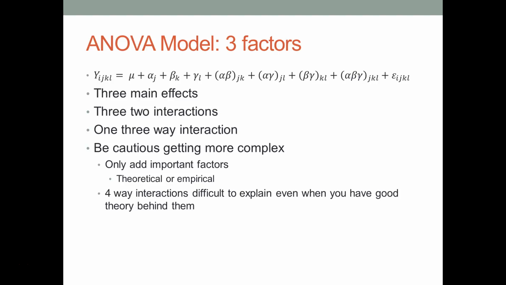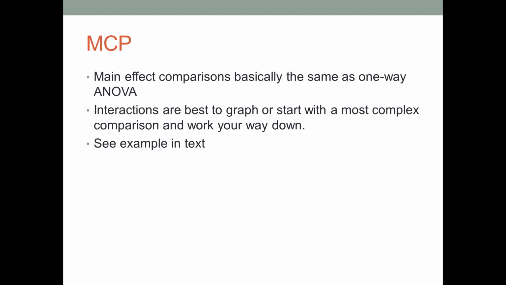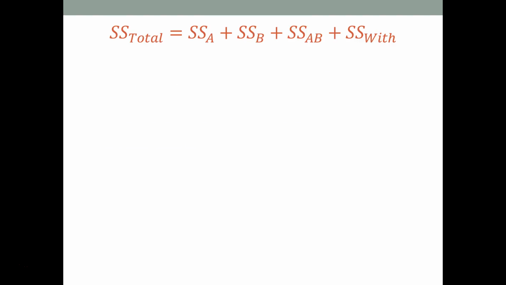But one caution is when you start to get to 4 interaction effects or more, it can just be difficult to explain what's going on based on theory. So really think through what you're putting into your model, and don't just throw in effects just because you can. Think them through and be a smart researcher. Multiple comparison procedures are going to be very much the same as we did before. One of the big differences is that I like to plot the interaction effects, as you'll see in my other video. And for most complex comparisons, we can start plotting them to see what type of effects we have.